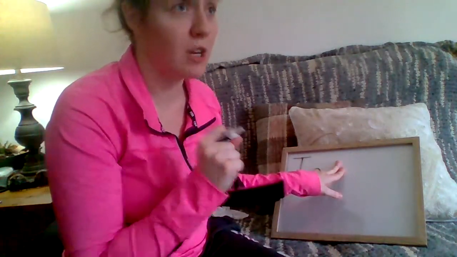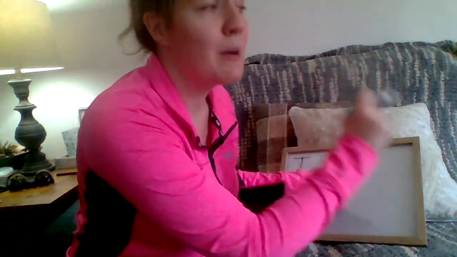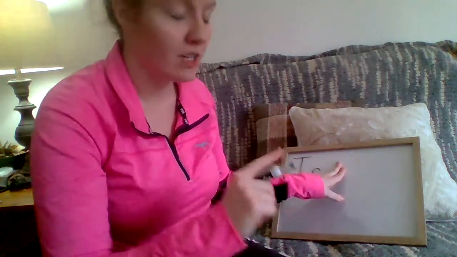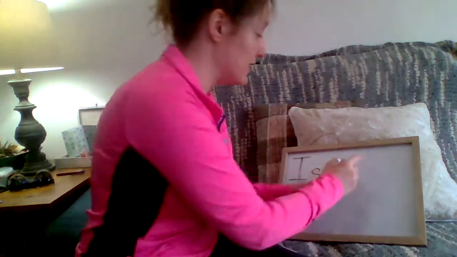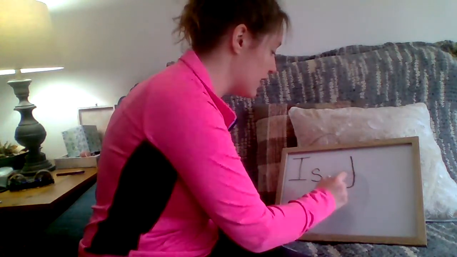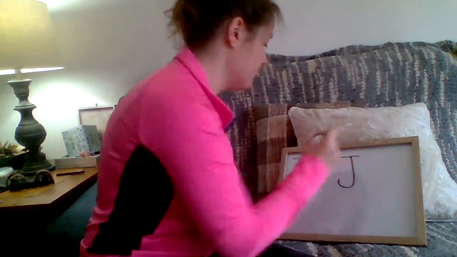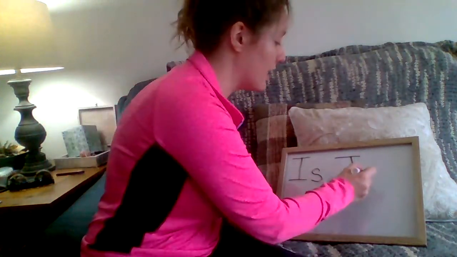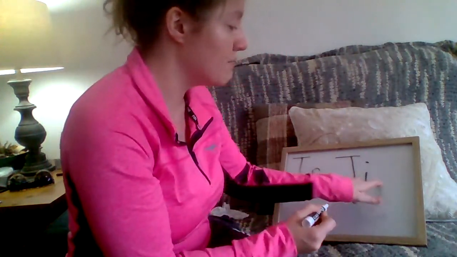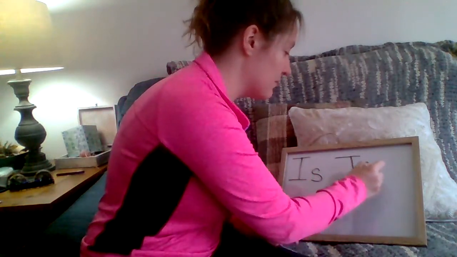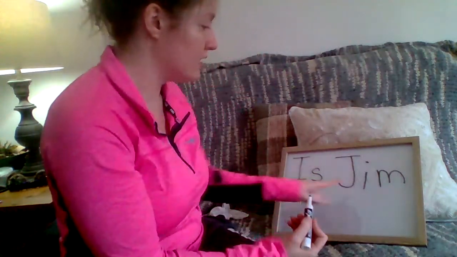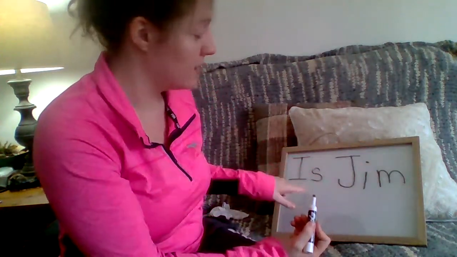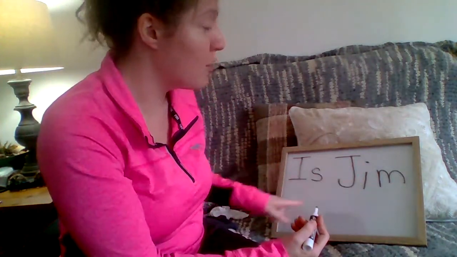Now let's sound out Jim. J-I-M. Jim. So the first sound is J. Jim is a name, so we need an uppercase J. Is J. I. J-I-M. Okay, is Jim. Now, I'm starting another word, so finger space. The word was wet. Is Jim wet?